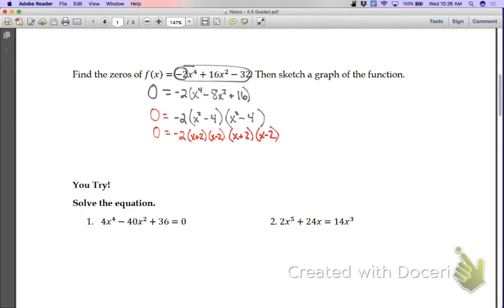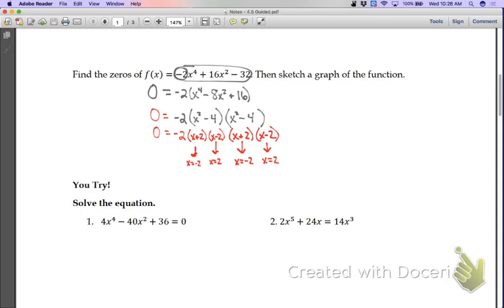So then what are my zeros? What are my solutions? What are my roots? What are my two answers, essentially? What is x equal to? What's x equal to here? X is equal to negative 2. What's x equal to here? X equal to positive 2. What's x equal to here? A negative 2 again, right? And then x is equal to a positive 2 there.